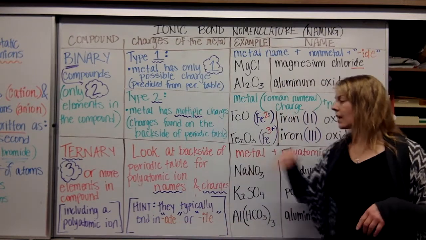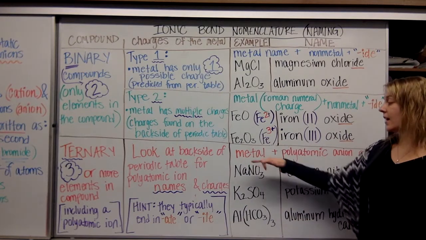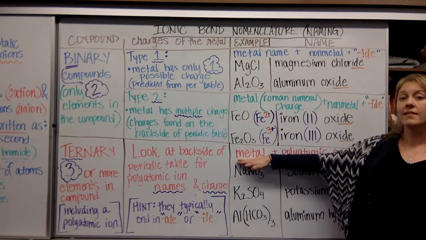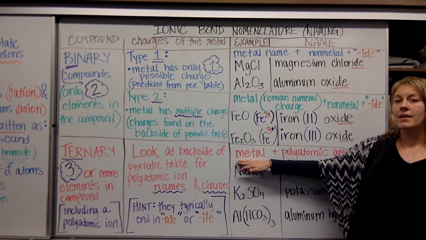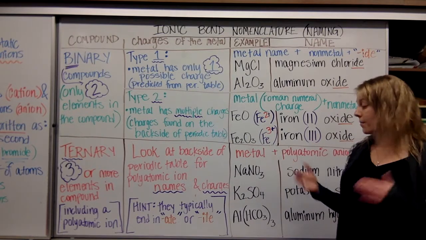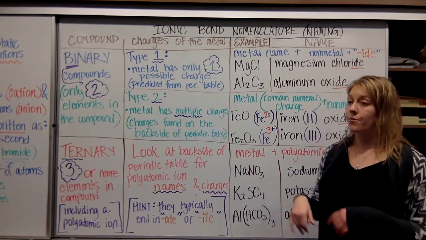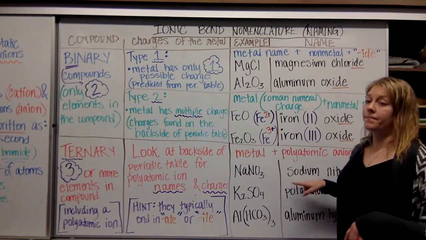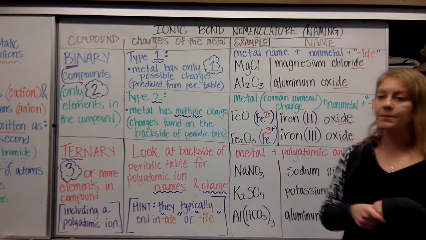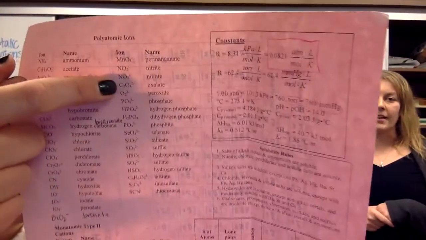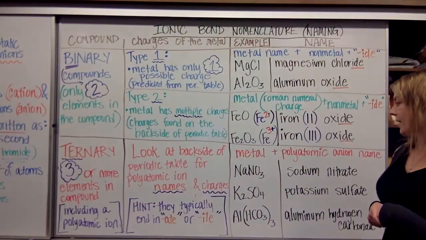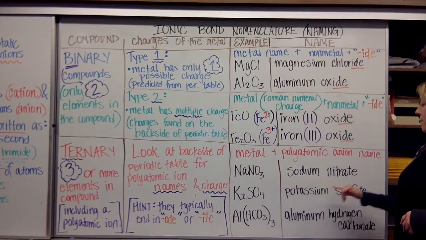All right? Now, how we name these. Again, the metal stays the same. Every time, we're just naming the metal as it is. Right? So the metal stays the same, and then the polyatomic anion, we're going to just look at the back of the periodic table. So, NaNO3. Na is sodium. NO3, we need to find on the back of the periodic table. So we find it, and we look to the right, and we see that it's nitrate. Okay? NaNO3, sodium nitrate.